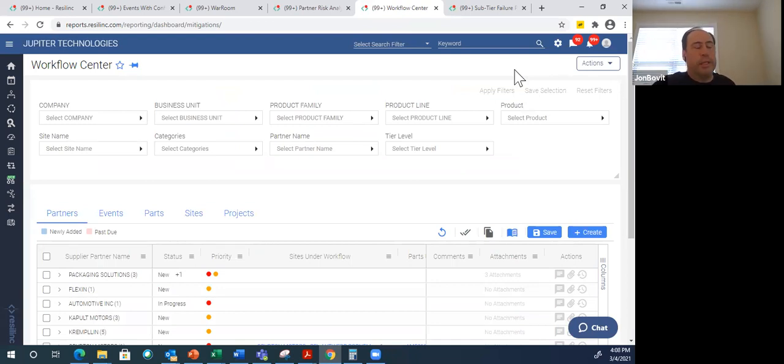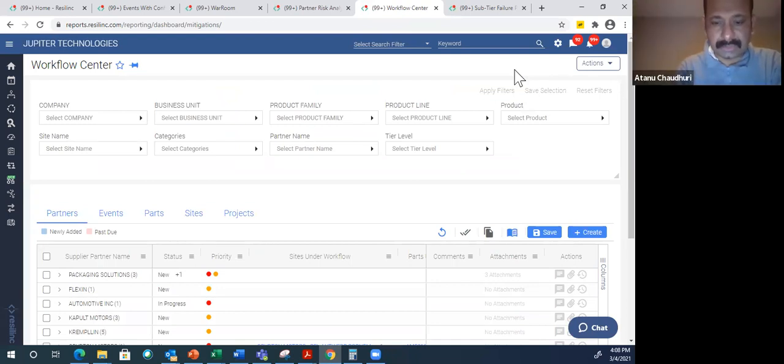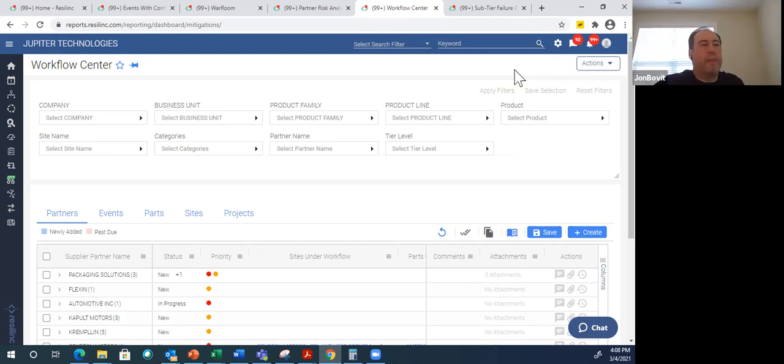So that means it is also linked to the customer's ERP, right? So you have access to the ERP data. That's right. Okay. Thank you so much.